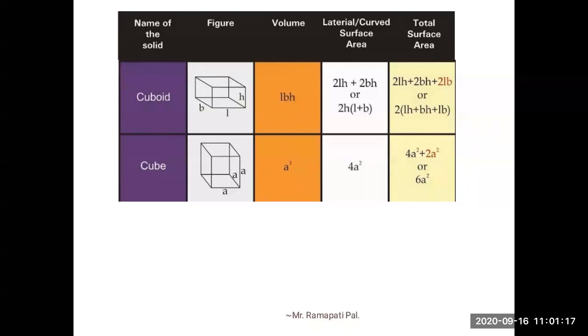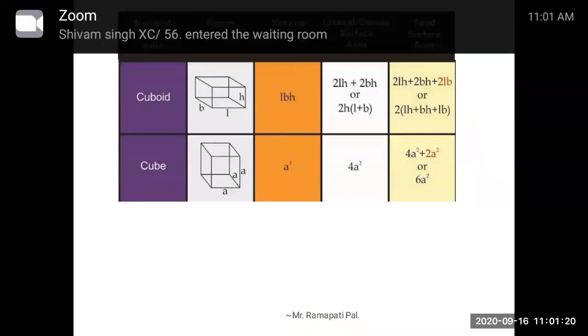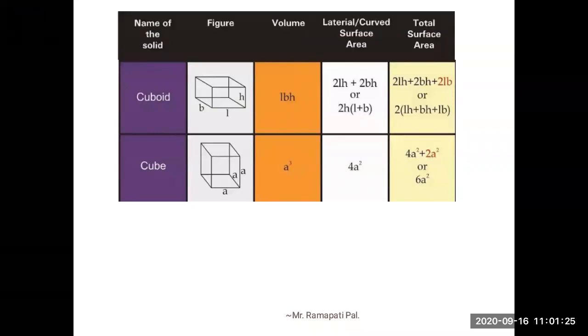If you remember any one formula, cuboid or cube, you can remember both, because the formulas go the same. The only difference is that in a cuboid, length is not equal to breadth and breadth is not equal to height, so they show different identities, L into B into H for volume. And in a cube, because length is equal to breadth and breadth is equal to height, it goes L into L into L or A into A into A.